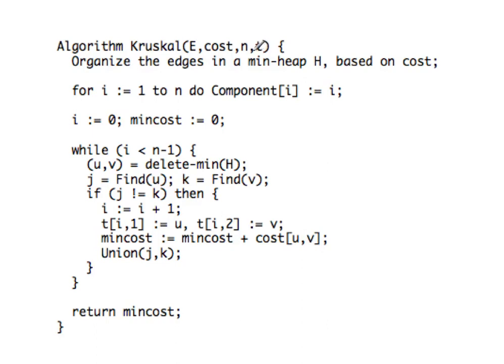Now the first step that we need to do in Kruskal's algorithm is to organize the edges in order of cost. So we could either sort them and put them into a list, or in this particular case we will organize them as a heap, so that at each point we can pick out the smallest cost edge which has not been seen so far. So we construct a min heap H of all the edges, and the heap is organized based on the cost of the edges. Now for every vertex, we initialize its component to be itself. In other words, each vertex is initially an isolated component consisting of that vertex alone. Initially we don't have a tree at all, so the minimum cost is 0.